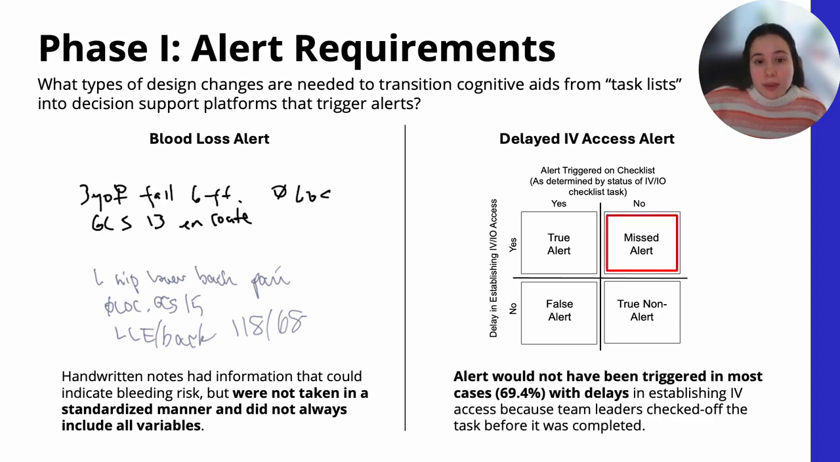We found that alerts would not have been triggered in most of the cases with delays in establishing IV access because team leaders were checking off this task on the checklist before it was actually completed.